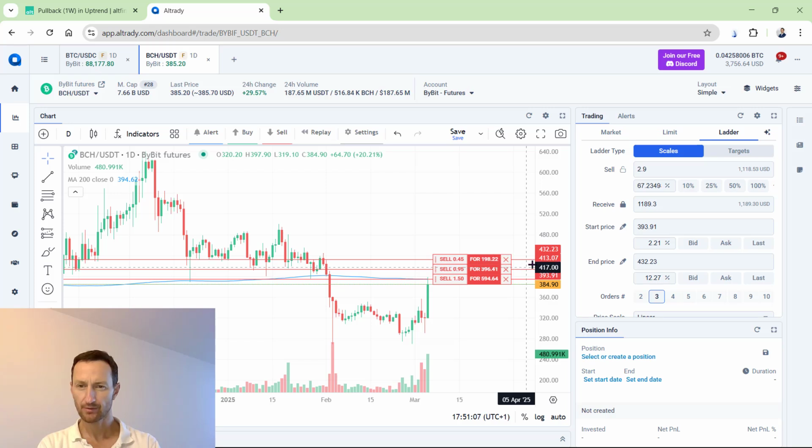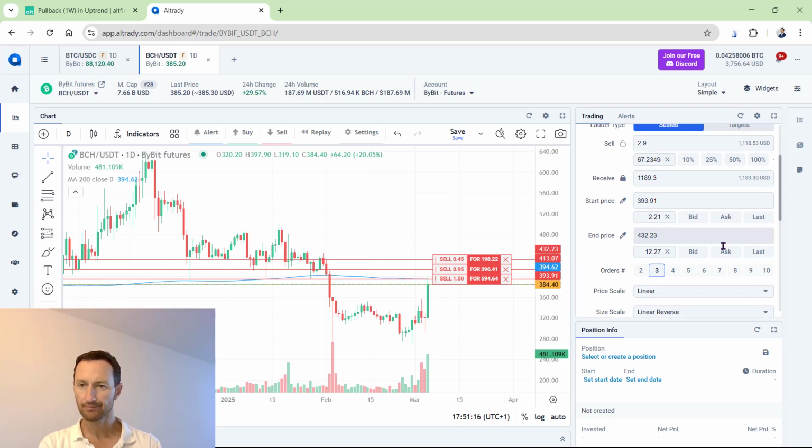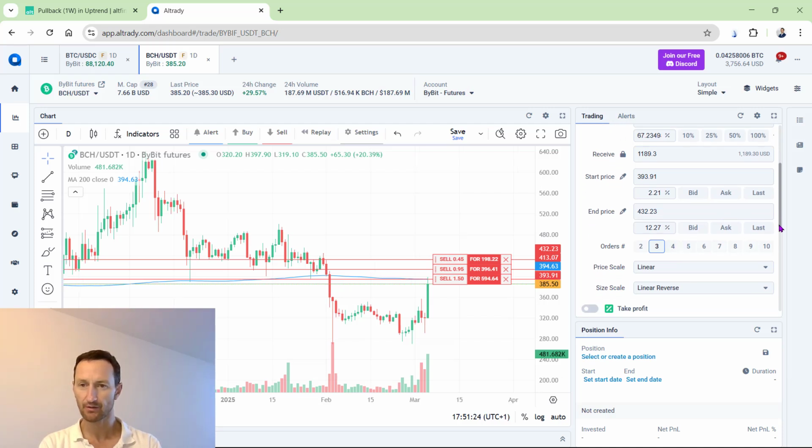Let's just double check this. Now, you can scale into this position. You can have 4, 5 levels where you want to buy or sell. I mean, you have a lot of choices here.